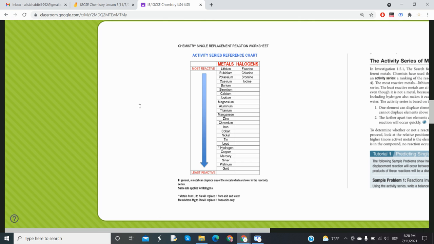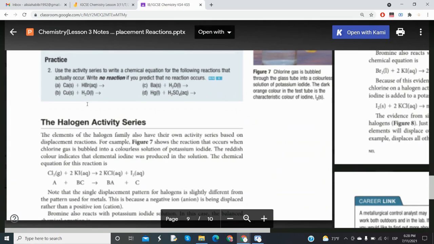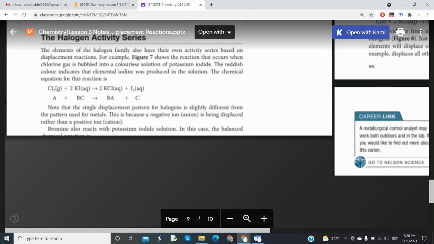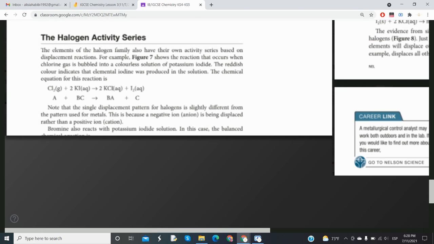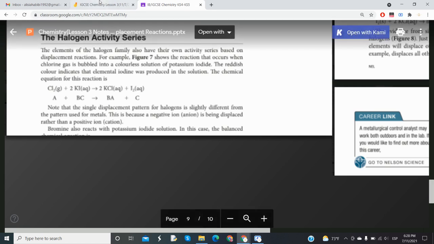So chlorine is more reactive than iodine, which means chlorine is going to be displacing iodine, which is really what's happening here. If chlorine is displacing iodine, it means chlorine is going to combine with potassium, and so we get the formula of KCl. Of course, guys, don't forget how we derive this formula.